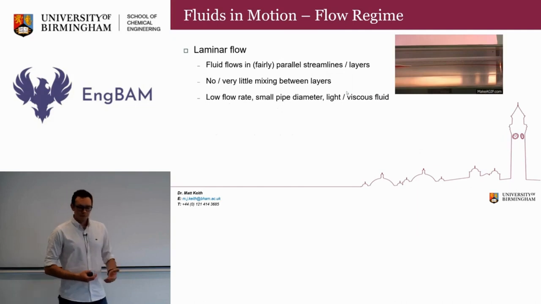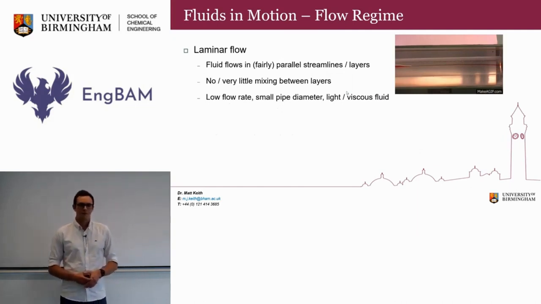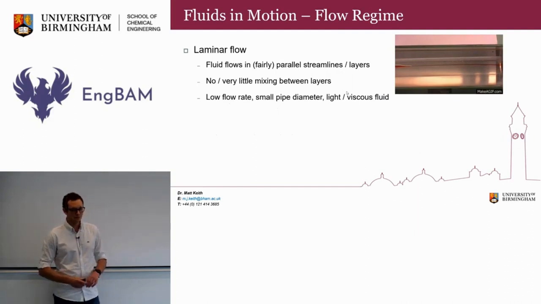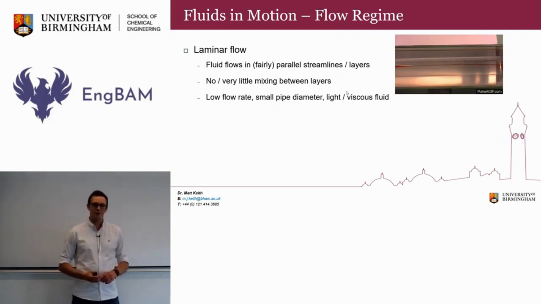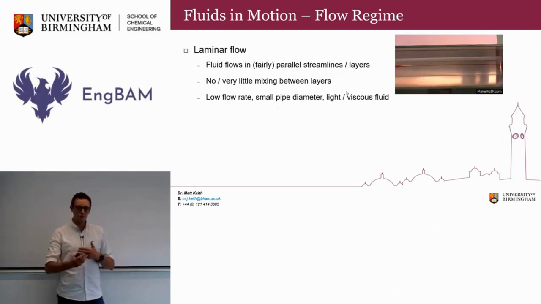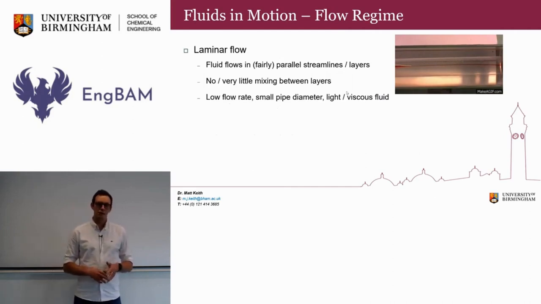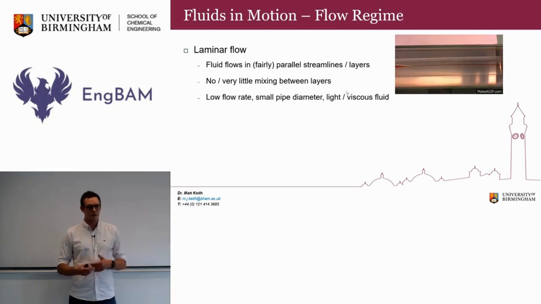So when fluids move, there are normally three states in which they can be in. The first is laminar flow. Laminar flow is where those fluids are moving in very parallel streamlines, and they have very distinct layers. So there's no movement in between those layers, there's very little mixing, and they generally occur under a low flow rate with a small pipe diameter and with very light or very viscous fluids.